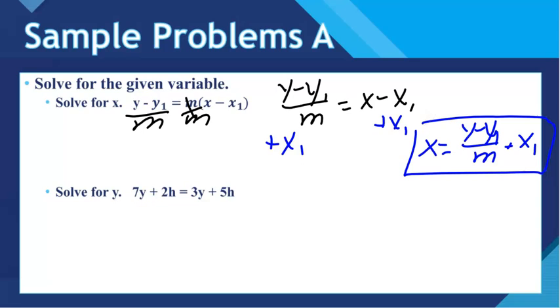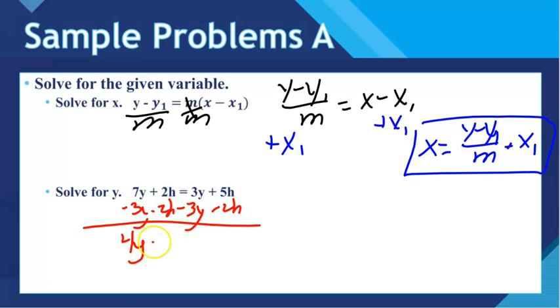Next, we're solving for y, so I need all my y's to one side, so I'm going to subtract 3y on both sides and I'm going to subtract 2h on both sides. So now I have 4y equals 3h. Now to get y by itself, I divide by 4, and y is going to equal 3/4 h.